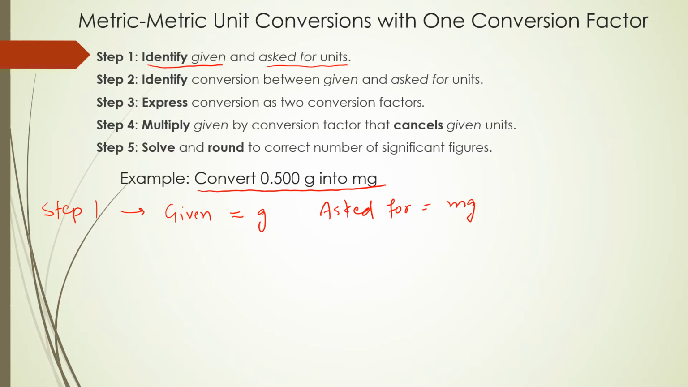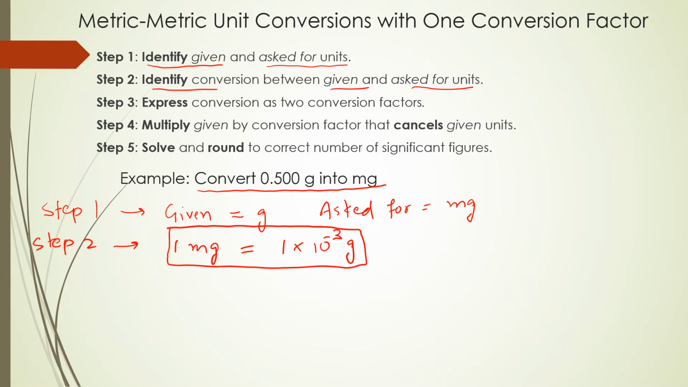Step 2: identify the conversion between the given and asked for unit. What it means is that we need to know the relationship or equality between the given and asked for unit. The given unit is grams and the asked unit is milligrams. We know that the prefix for milli is 10 to the negative 3. So in other words, 1 milligram is equal to 10 to the negative 3 grams. This is the relationship, or the conversion, between milligrams and grams.